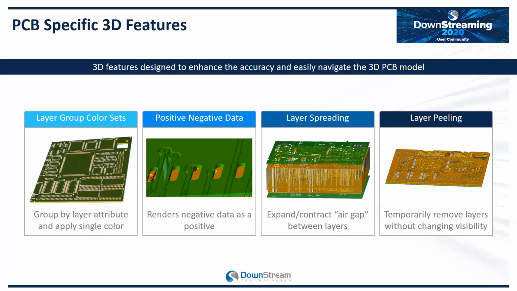And as I mentioned earlier, being able to take negative data and render it as positive. Again, it doesn't convert the information. It just gives you clarity on what that data will look like when it returns back from the fabricator.